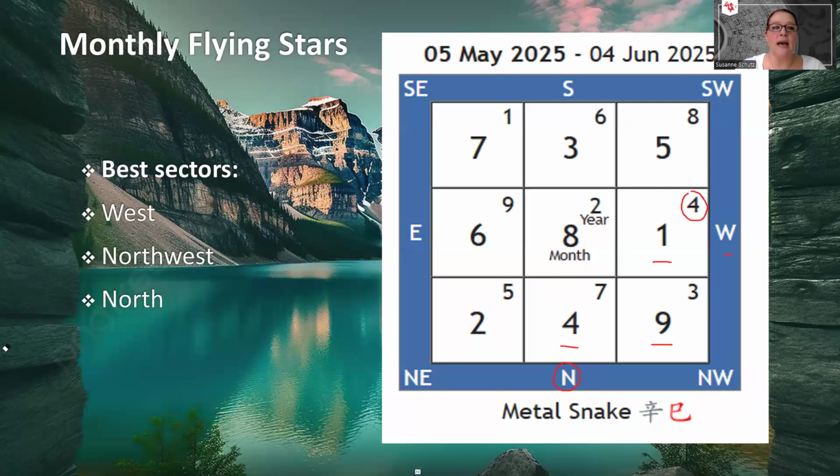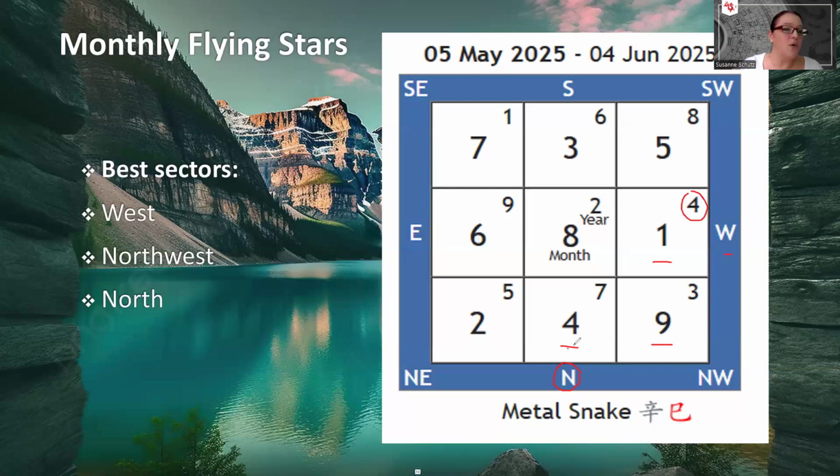Now, ignoring the number 1 here, we're just going to look at the number 4. Then we're looking at a sector where, as I mentioned, you have peach blossom energies. That means romance energies, and also academic energies. So if you have children and they cannot study in the West, then let them do their homework in the North sector of your home. That will also greatly benefit them.